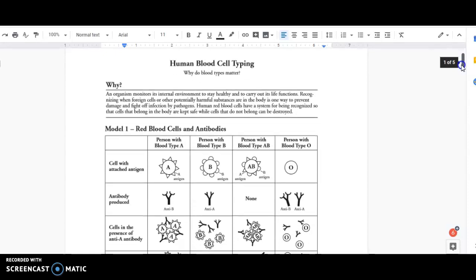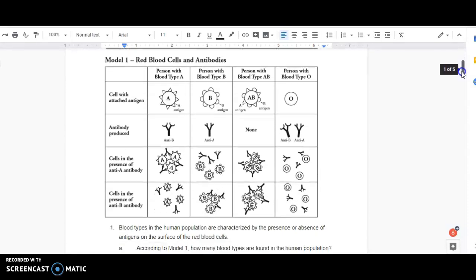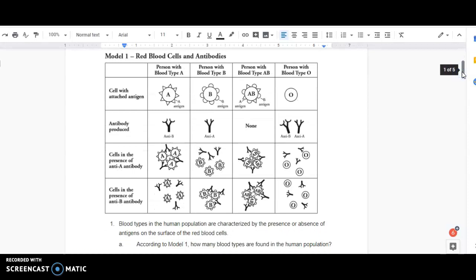So to get started, this assignment does not require any additional internet research. You should be able to get all your answers to these questions from the assignment itself. So here we have Model 1, red blood cells and antibodies. And this table has a lot of information that you're going to be using to answer your questions.